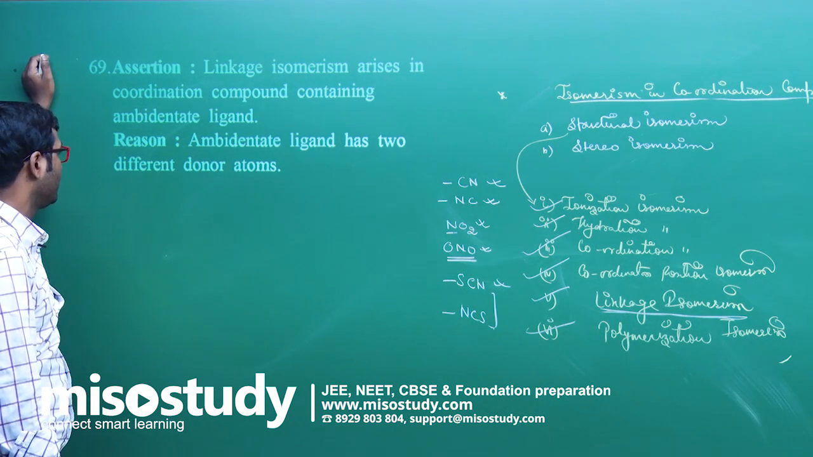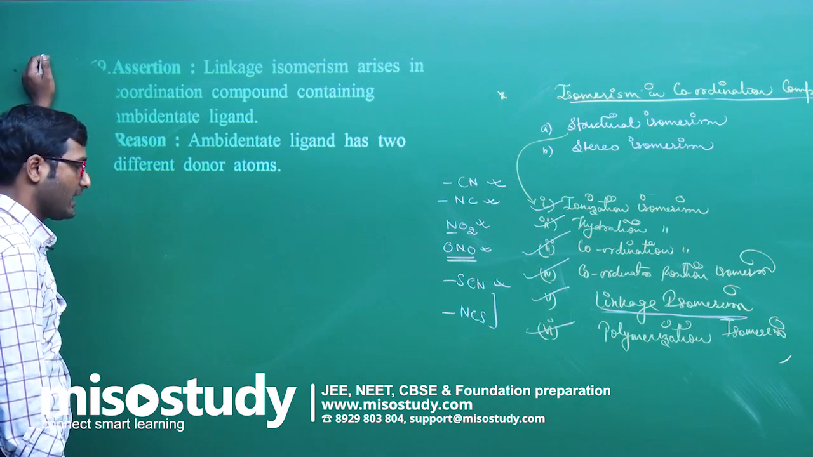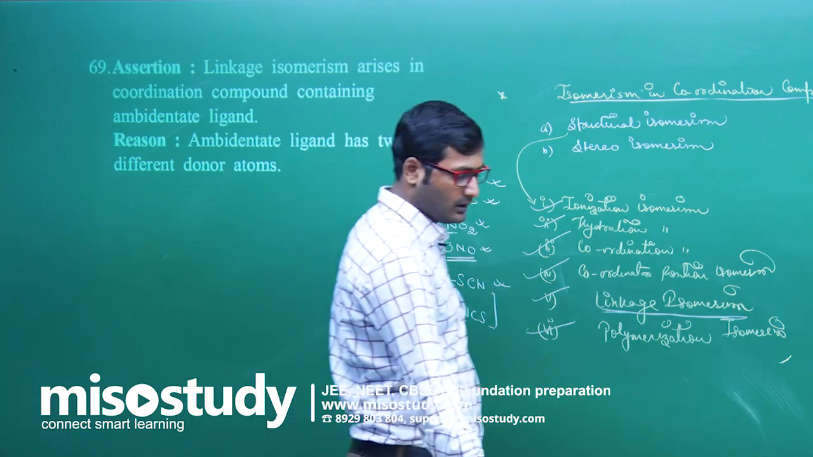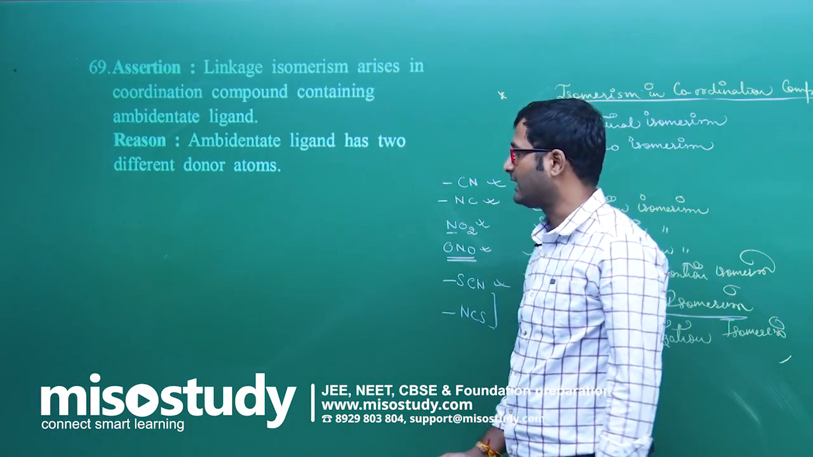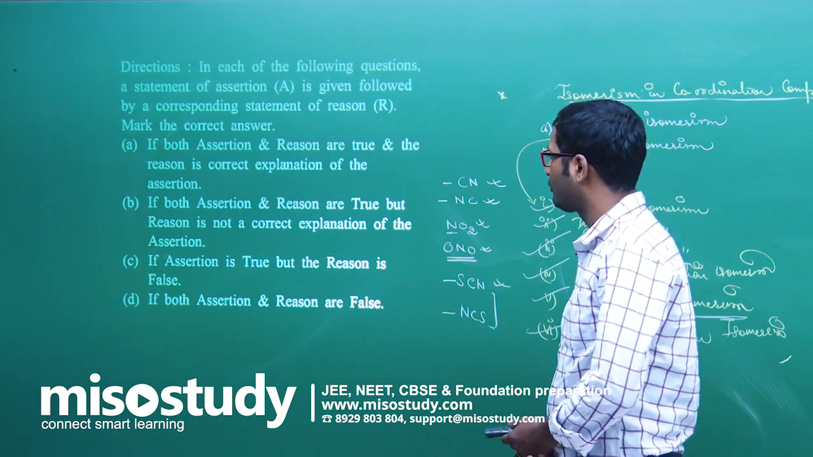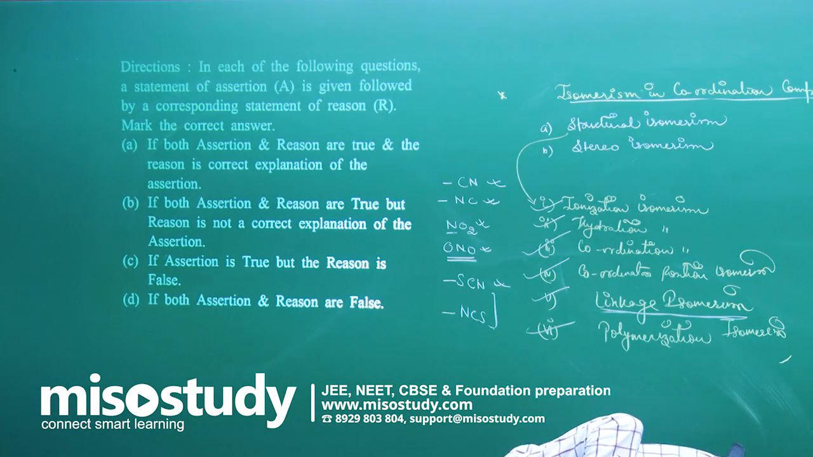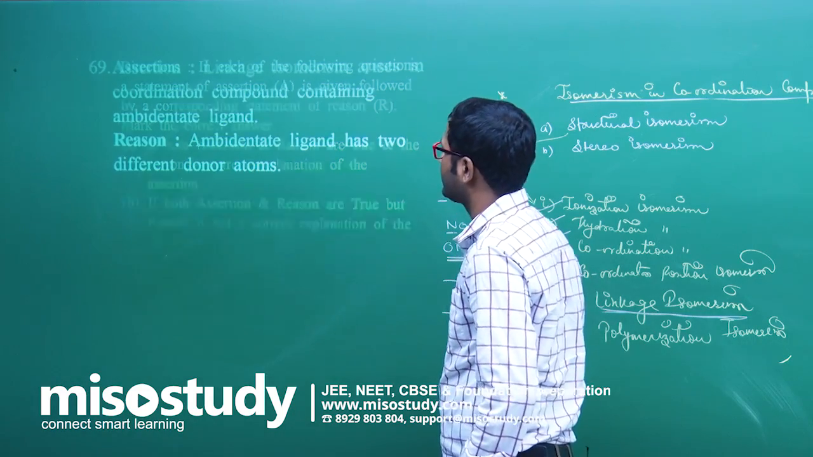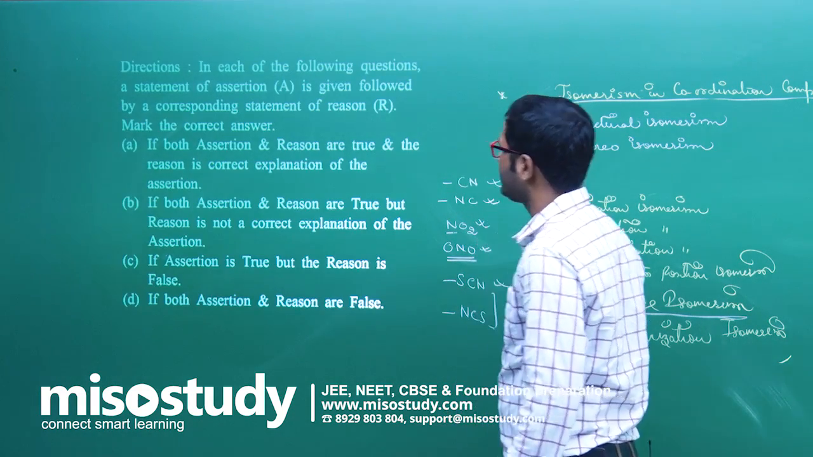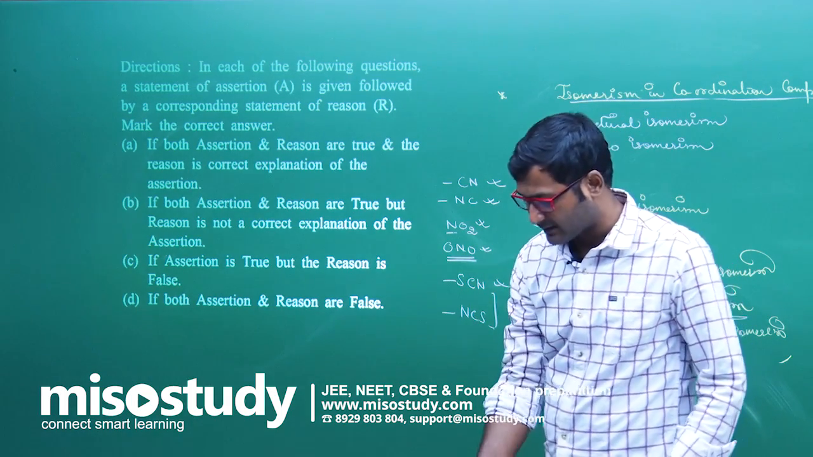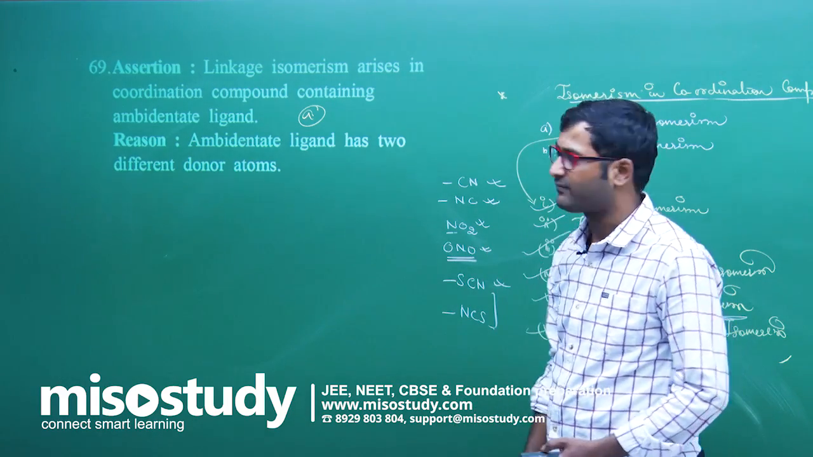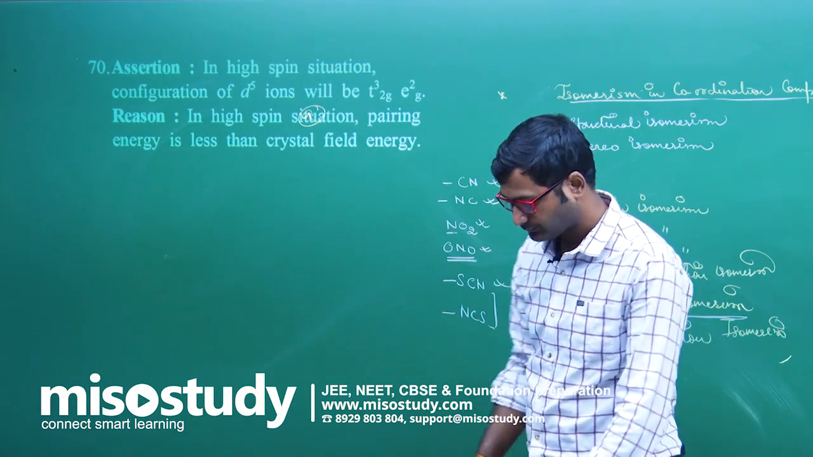Yes, an ambidentate ligand has two different donor atoms, but at one time only one donor atom will link to the central metal atom or ion. So for this question we will say both assertion and reason are true, but the reason is not the correct explanation. Wait for a moment. So for this question I will say A is the correct option. Is it clear, my friend? Yes. Let's move to the next question.